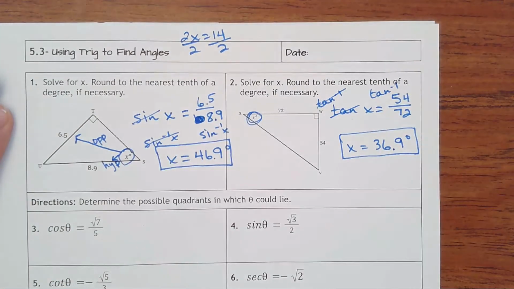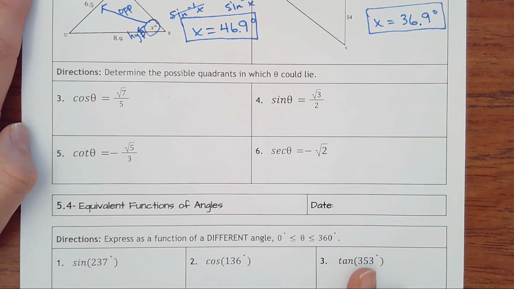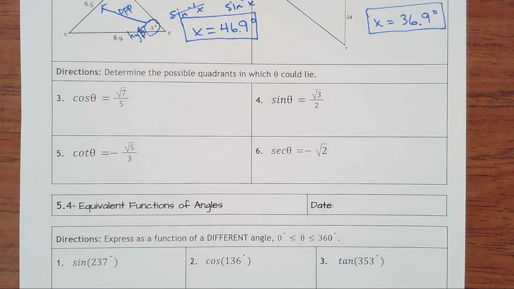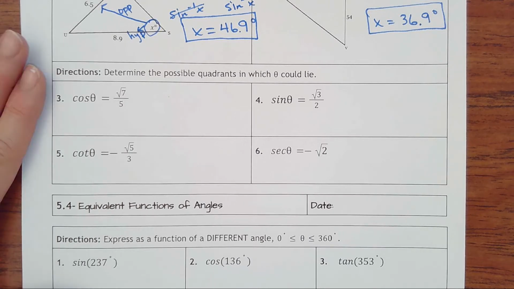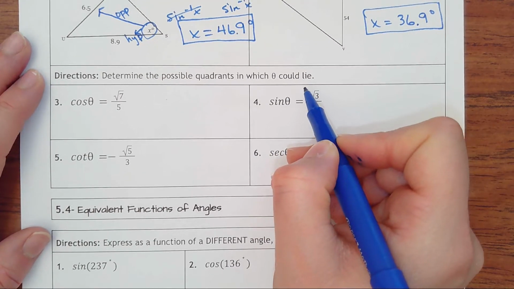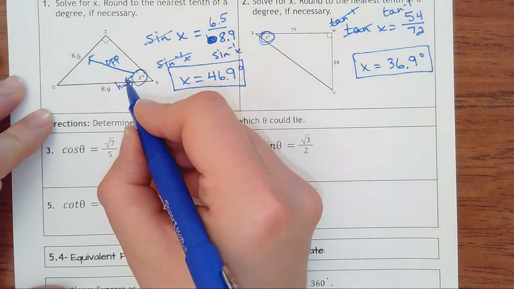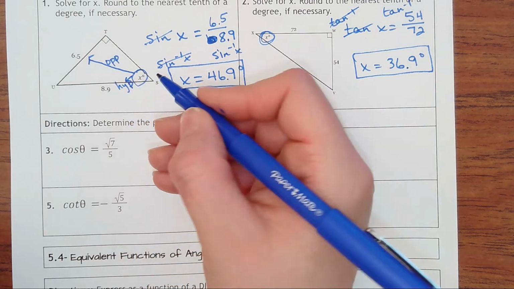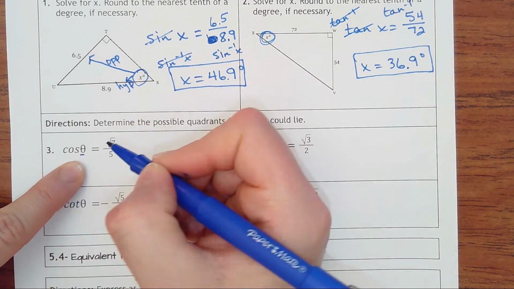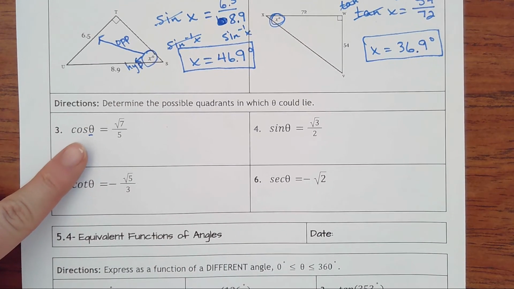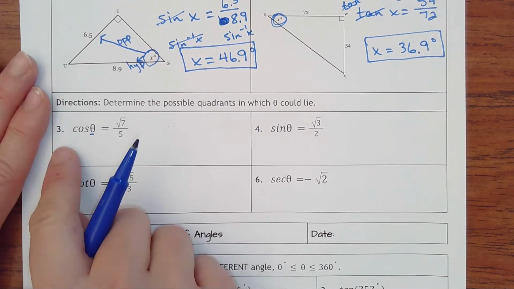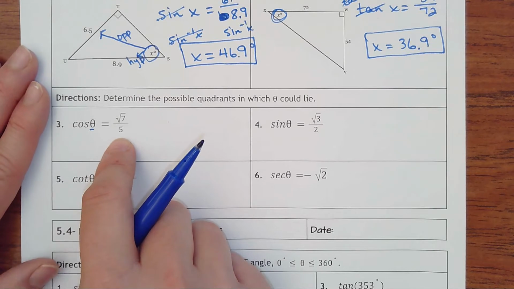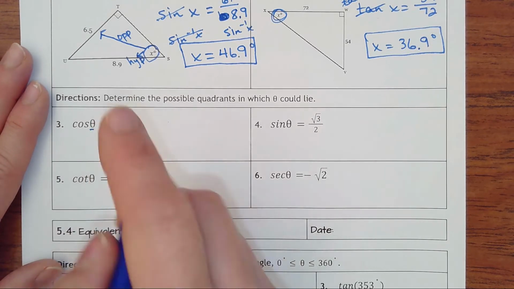Easy enough. Now the next part was a timed thing, but I think I took the timer off. You have to get so many right in a row, so take your time. It says determine the possible quadrants in which theta could lie. So instead of having x for the angle measure we're trying to find, theta is now replacing that. Theta is just a Greek symbol that represents an angle. So it's saying the cosine of what angle would equal this positive square root of 7 over 5.